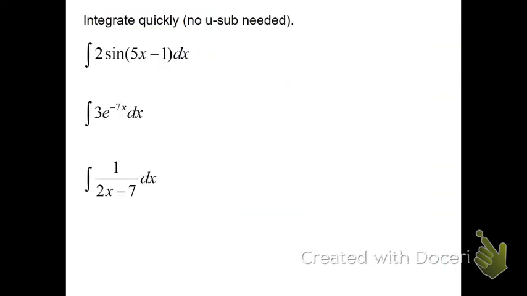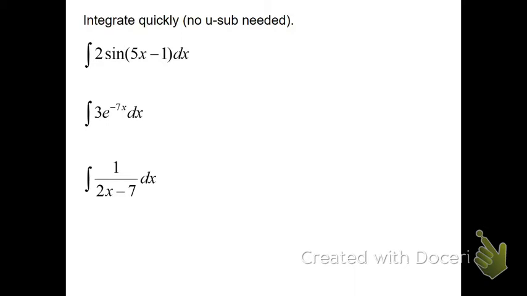So for starters, on your own paper, or at least in your head, I would like you to hit pause and do these three problems just to keep yourself fresh. And these are not U sub. You can use U sub for these, but you don't have to. Hopefully you know why. Why do you not need U sub for any of these?